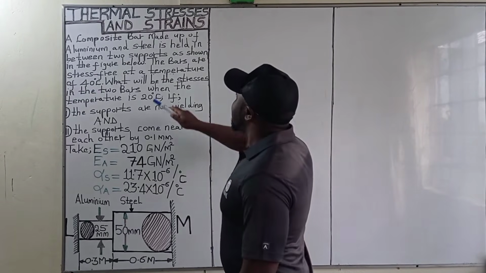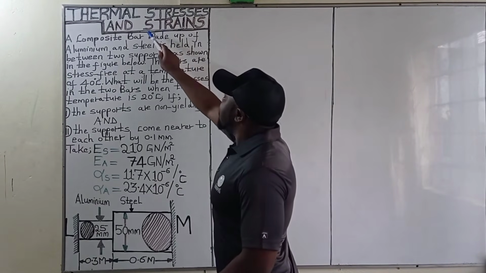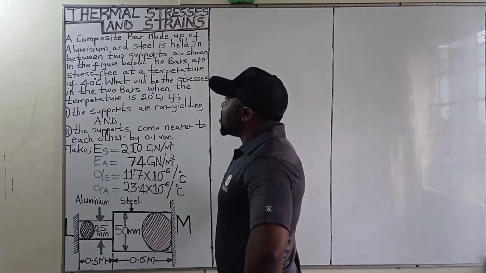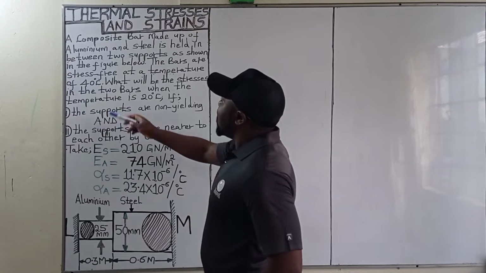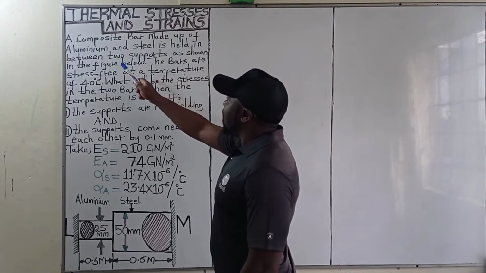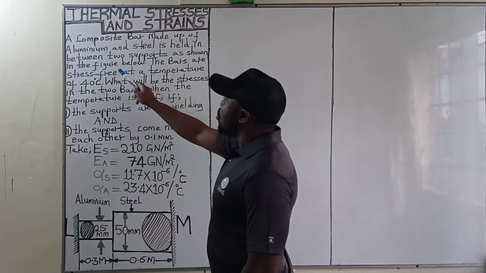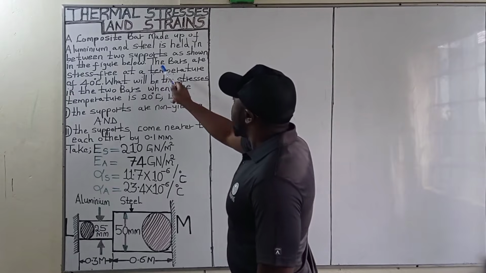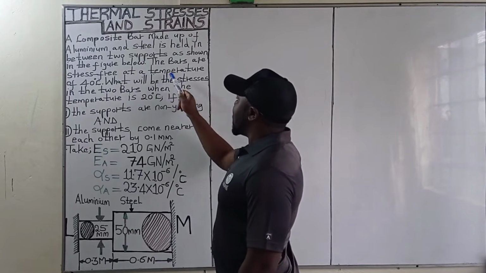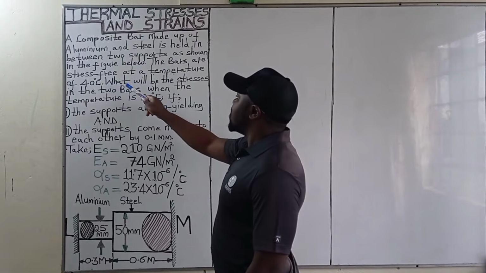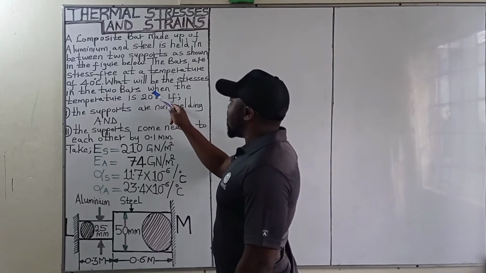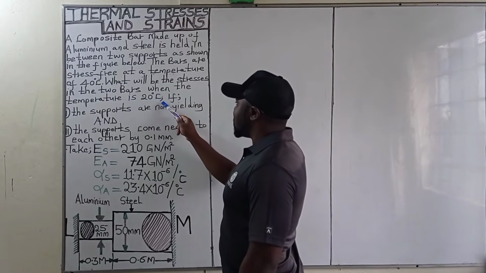We are analyzing thermal stresses and strains, and our today's problem is this. A composite bar made up of aluminum and steel is held in between two supports as shown in the figure below. The bars are stress-free at a temperature of 40 degrees Celsius. What will be the stresses in the two bars when the temperature is 20 degrees Celsius?